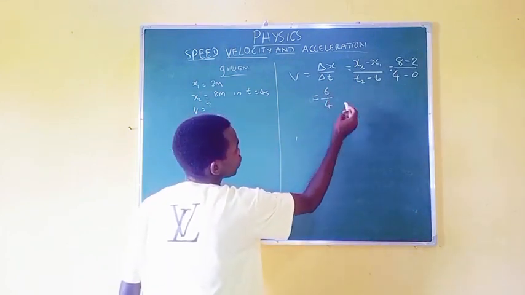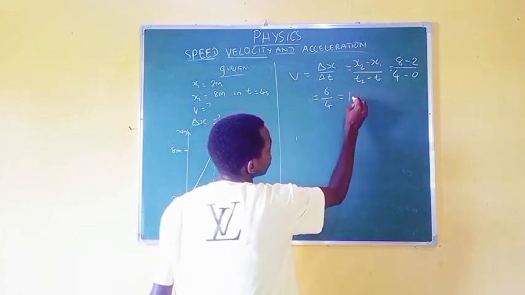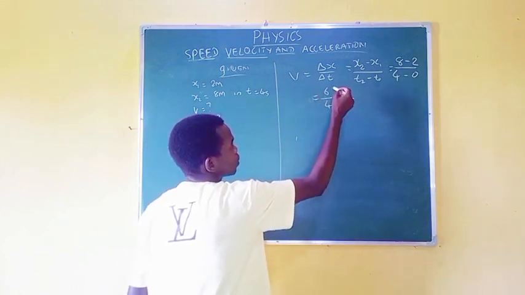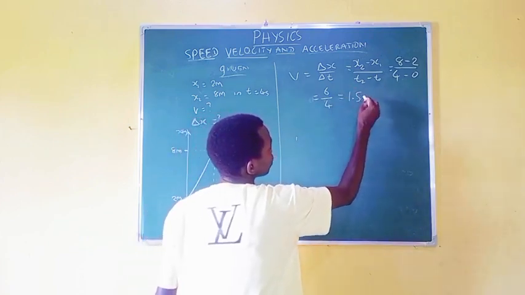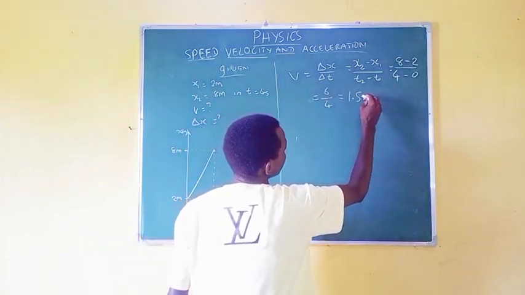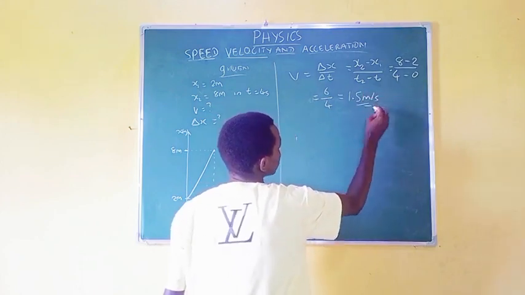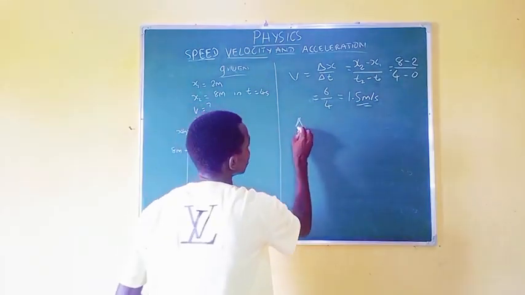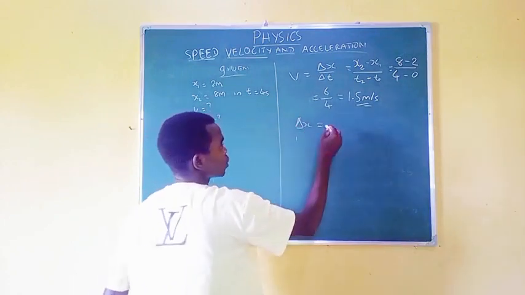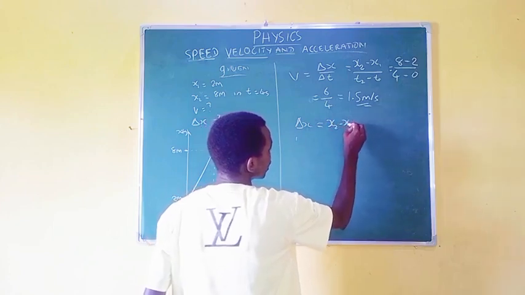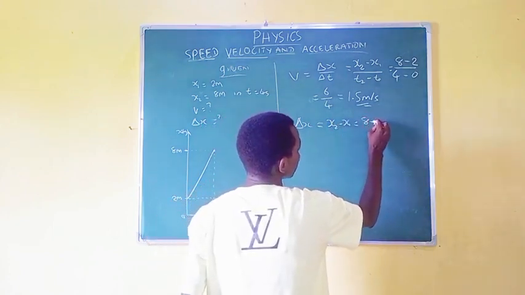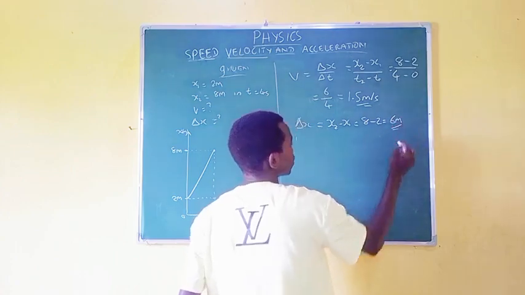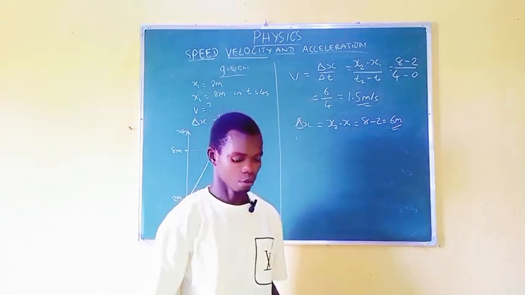And 6 divided by 4 is equal to 1 remainder 2. Add 0 to that, it becomes 20. 20 divided by 4, we have 5. So velocity is 1.5 meters per second. And for us to find the displacement, it is equal to final displacement minus initial displacement, which is 8 minus 2. We now have 6 meters. And that is for question 1.